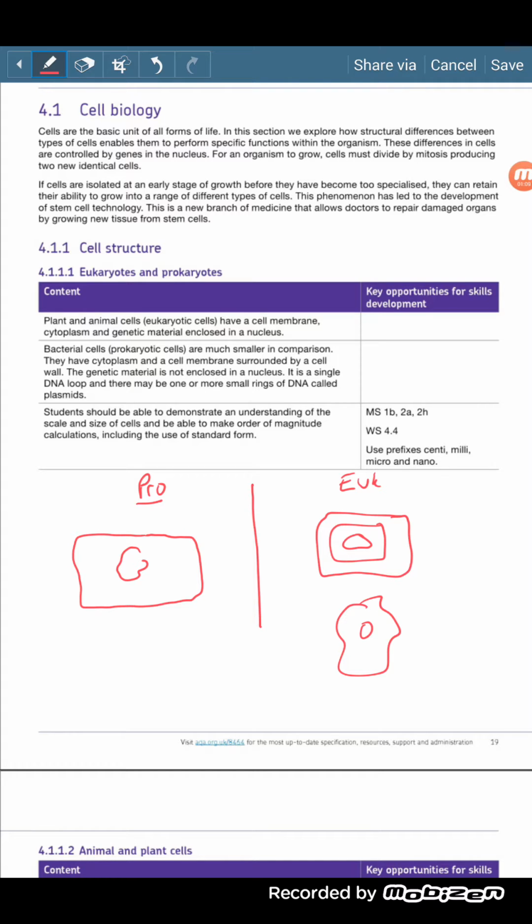Then you see here we need to know about the terms centi, as in centimetre, milli, micro and nano. Just so you know, centi is 10 to the minus 2 metres, milli is 10 to the minus 3, a thousandth. Micro is 10 to the minus 6 and nano is 10 to the minus 9. All these would be metres. And if you have any issues with those, please contact me. Okay, so we talked about cells, eukaryotic, prokaryotic, and their sizes and scales.